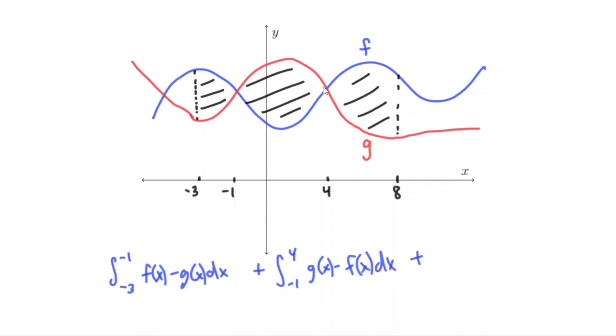And then finally, plus, well, what's the area of this region? It'd be the integral from 4 to 8 of the top one minus the bottom one, f of x minus g of x dx. So here we had to break it apart into three separate integrals because at different times, right, meaning on different intervals, we had different functions that were the top function. You always need to do the top minus the bottom. Here the top is f, here the top is g, and then here the top is f again.